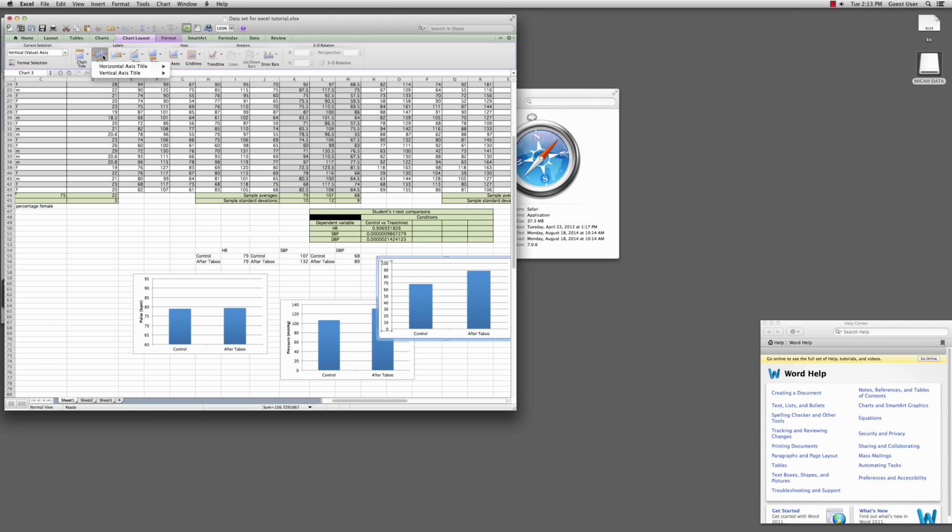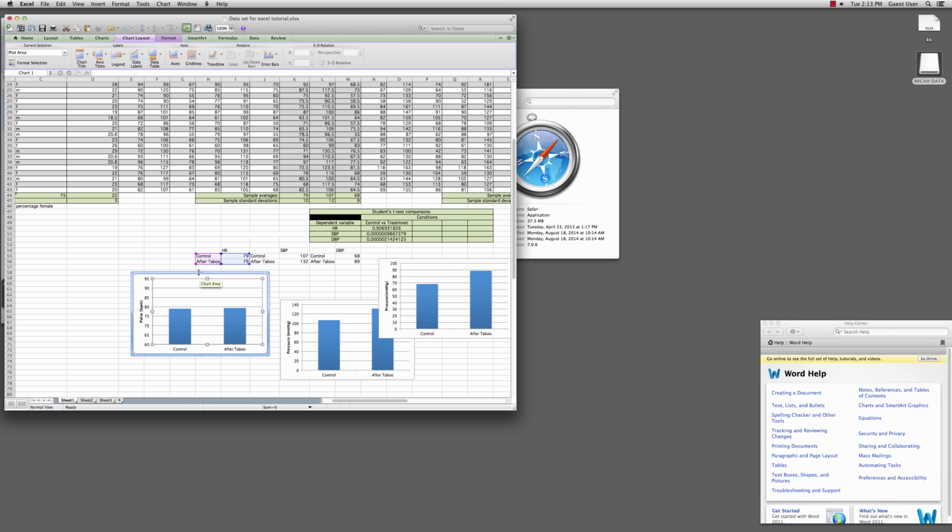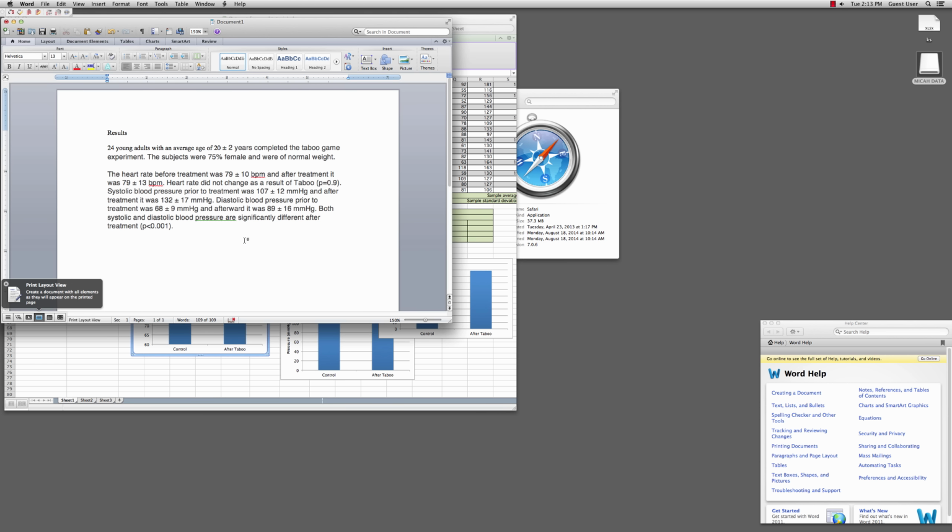Chart layout, axes title, vertical, rotated, pressure, millimeters of mercury. Alright. Grab them, bring them into Excel. Or sorry, Word. So Control, copy. Bring up Word. And paste it in.